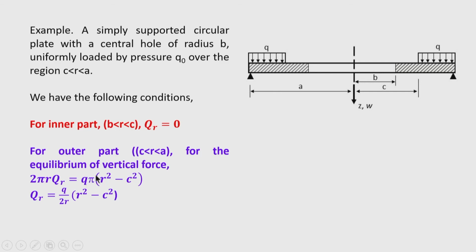So, the total vertical load acting on the slice will be the area, pi (r square minus c square), times q, which is the load acting on the slice. So, this is the total external load acting on the slice, and it should be equal to the total shearing force. From that condition we can get q_r equal to q by 2r bracket r square minus c square.